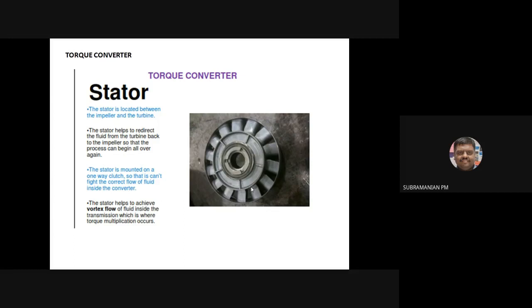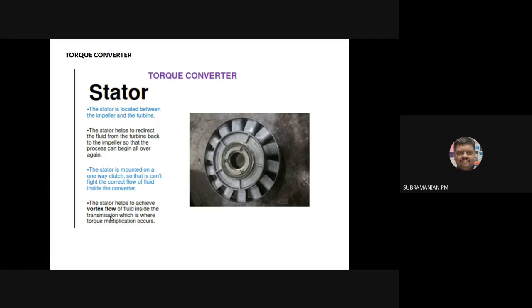So stator is mounted on one-way clutch so that it can't oppose the flow. So this is another point I want to discuss, a further explanation. Already I told you, whenever vortex flow is there, there will be what? Torque multiplication. So more amount of torque will be transferred from impeller to turbine. That is, I have to ensure vortex flow. Then only torque will be transmitted.